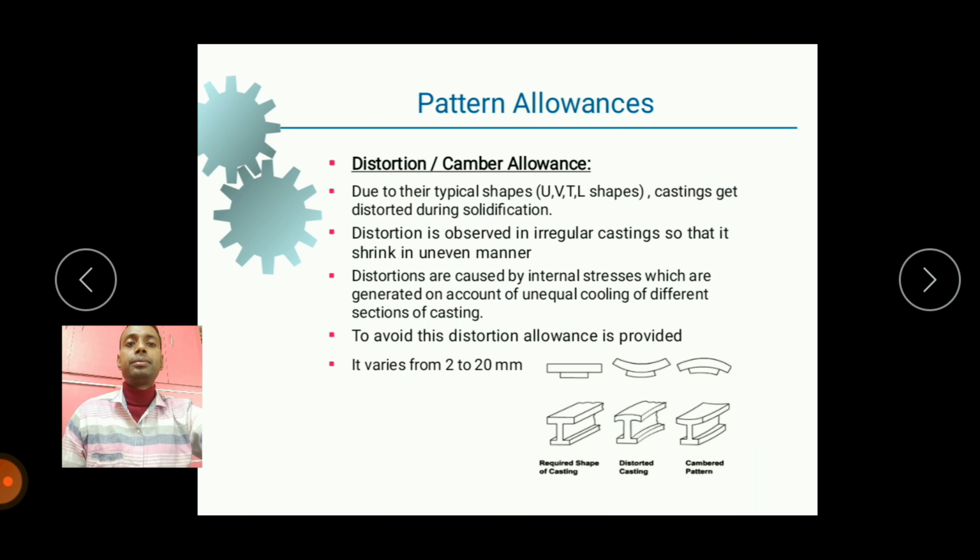This is the chart. Distortion or chamfer allowances. Due to their typical shape, castings get distorted after solidifying. Distortion is observed in irregular castings because they shrink in an uneven manner. Distortion is caused by internal stresses which are generated on account of unequal cooling of different sections of the casting. To avoid the distortion, an allowance is provided. It varies from 2 to 20 mm.